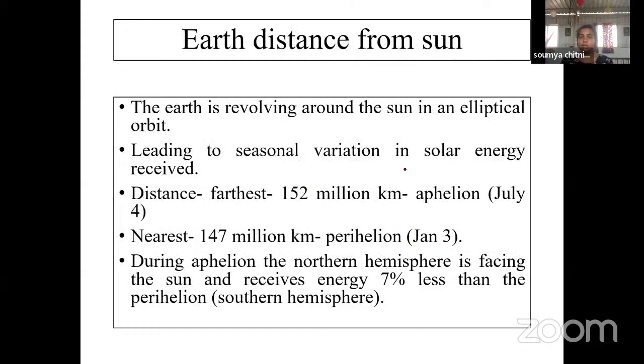And the next factor is the earth's distance from the sun. We know that the earth is revolving around the sun in an elliptical orbit, because of which we find seasonal variation and diurnal variation. When the earth and sun are very far from each other, we call it aphelion. Aphelion is on July 4th, and in a few textbooks you will find July 1st or July 2nd. It is when the distance between the earth and the sun is greatest, about 152 million kilometer.